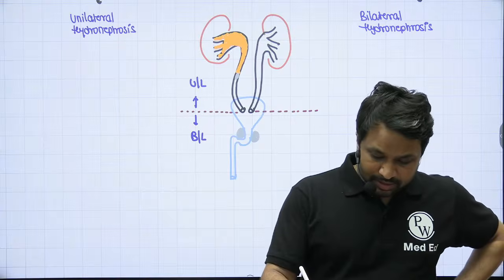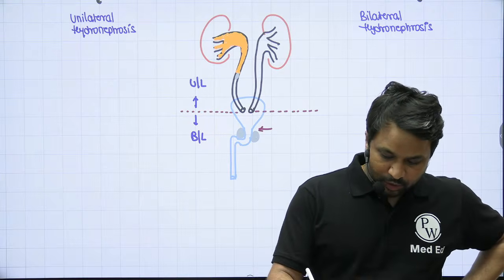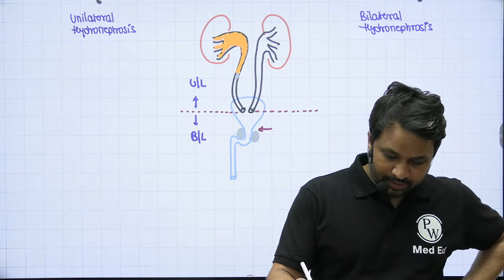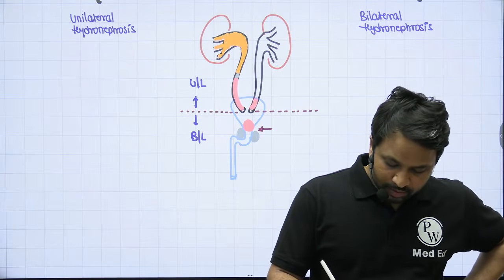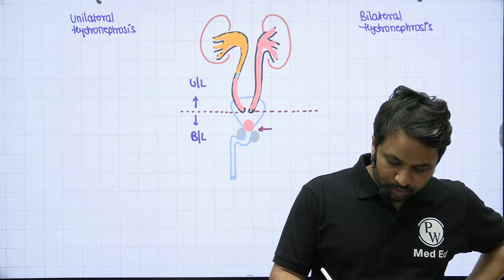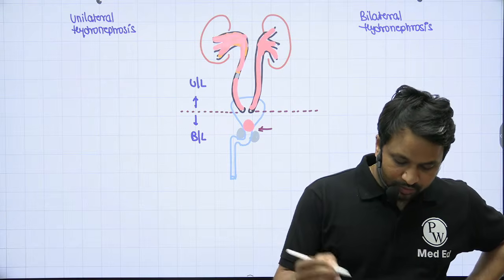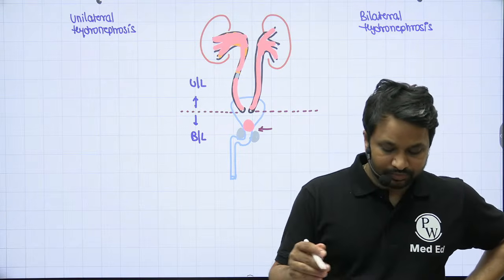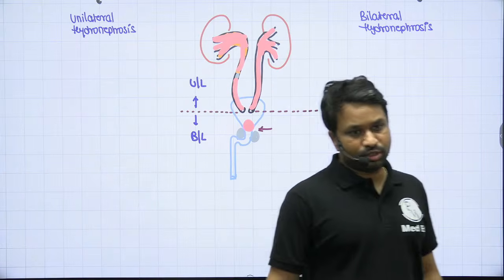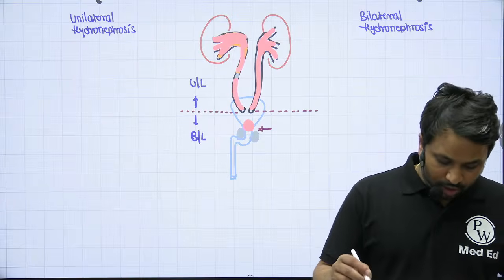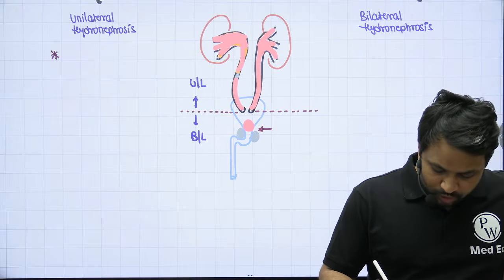But imagine there's an obstruction somewhere at this particular side. Let's say the level of obstruction is here. The urine will not be able to flow. You see, the urine is going to have bilateral pooling, and that will result in bilateral hydronephrosis. So based upon what level the obstruction is at, I know whether this is a unilateral or a bilateral hydroureteronephrosis, right?